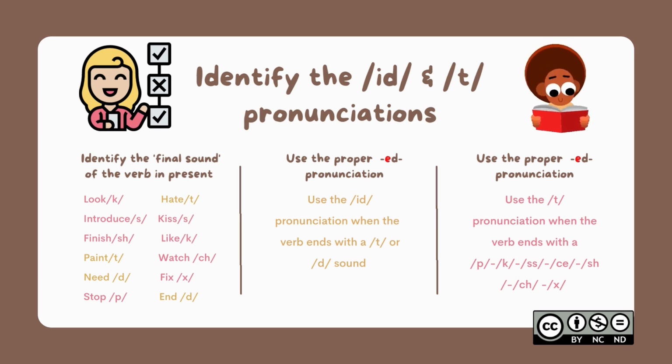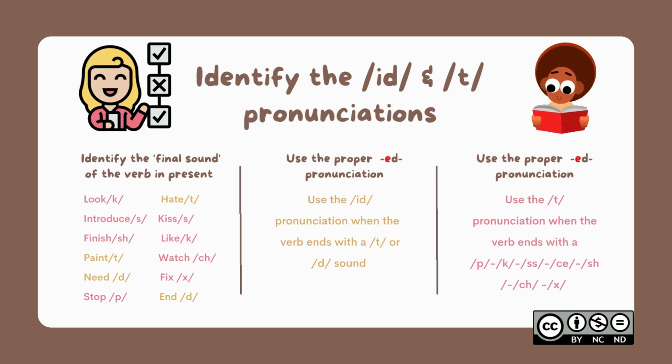So how do we pronounce these verbs in past correctly? We use ID, which is it, when the verb ends with a T or a D sound. So for example, paint, it ends with a T sound. How do you pronounce it in past? When you add ed, you would pronounce it painted. Then you have need. How do you pronounce need? It's a D sound, so we use id. We would say need, needed. Why? Because paint and need end with a T or a D sound in present.